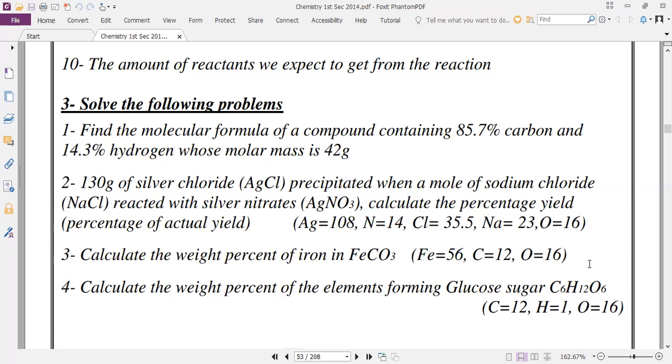Question number 4, last one. I will solve it the same way as question number 3, but instead of calculating iron only, we are going to calculate carbon, then hydrogen and oxygen, right? Yes. Okay, try to explain. First, I will get the molar mass of glucose. It will be 180 gram. Then the mass of carbon, then hydrogen, then oxygen. Then I will get the weight percent of each of them. What about the number of carbon atoms in this molecule?